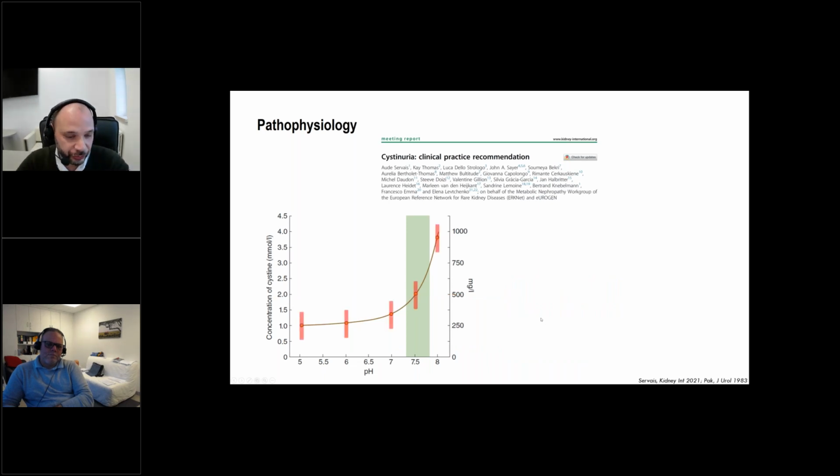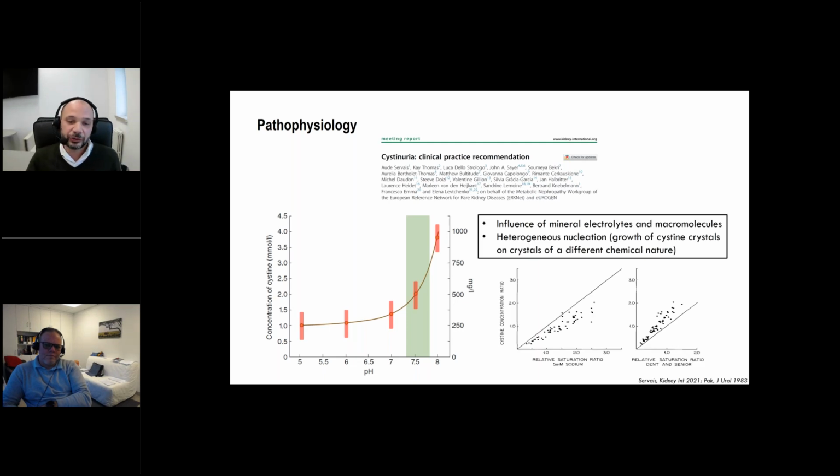We also have to account for the individual variability, because this is a theoretical curve, which is, by the way, quite often used in clinical practice, but individual patients will have solubility values of cysteine that will be very scattered across values of urine pH. This is likely due to the influence of other compounds, other mineral electrolytes and macromolecules relevant to lithogenesis that might differ in concentration from individual to individual, and to the concept of heterogeneous nucleation, which is the growth of cysteine crystals of a different chemical nature, for instance, calcium oxalate or uric acid.